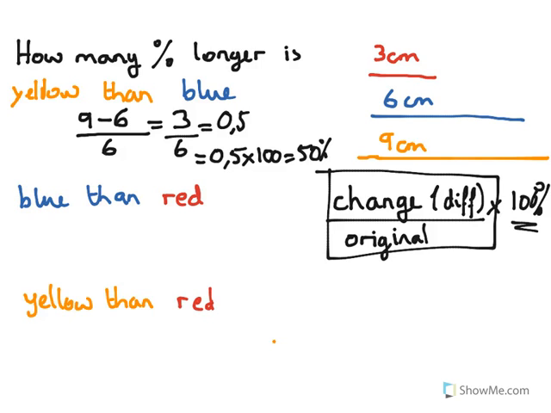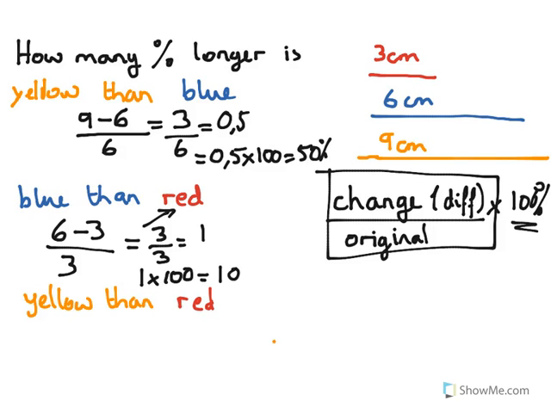What about the blue one then compared with the red? Well, the difference between the blue and the red would be 6 centimeters minus 3 centimeters. Compared with the red, well, the red is what we're comparing with, so it's the red number that goes on the bottom. 6 minus 3 is 3. 3 divided by 3 is 1. Then that is now our decimal form, 1 times 100 to change it into percent gives us the answer, 100%. So the blue one is 100% longer than the red one. Yeah, it's twice as long.